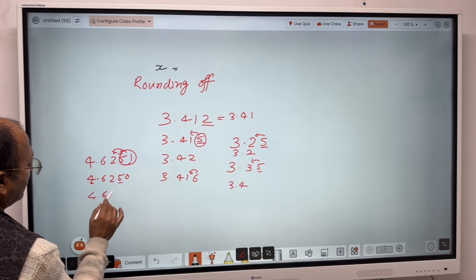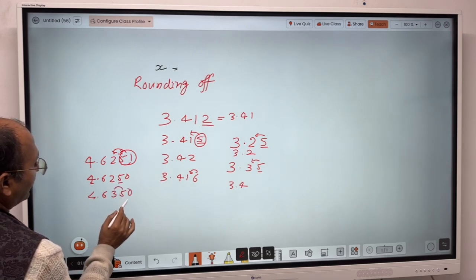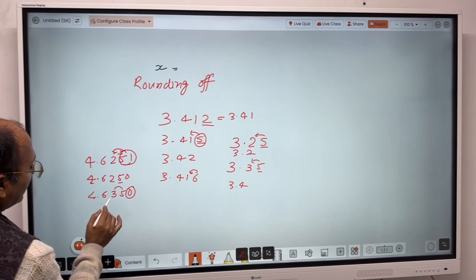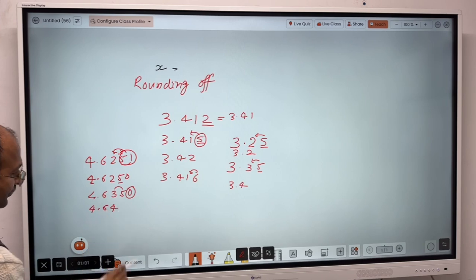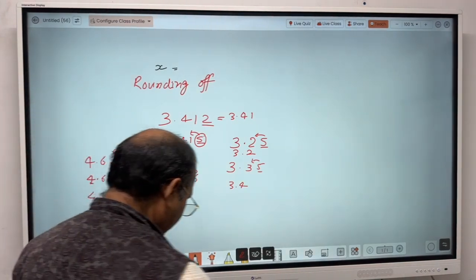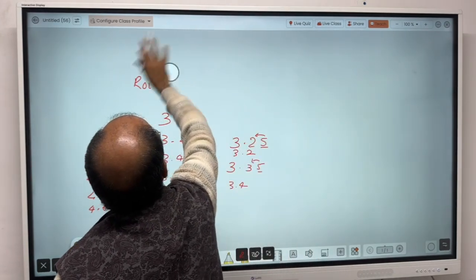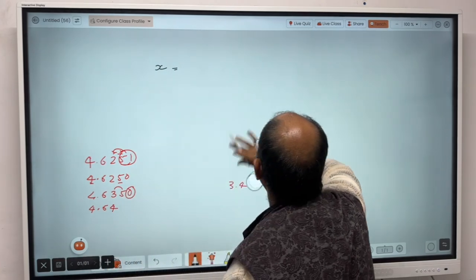So I think you have understood. Suppose this is 350 and you want to remove this 5, 0 is automatically removed. So this must be increased by 1. So your answer should be 4.64. So this is how rounding off is done. You can take any number, you can round it off up to a certain number of places.